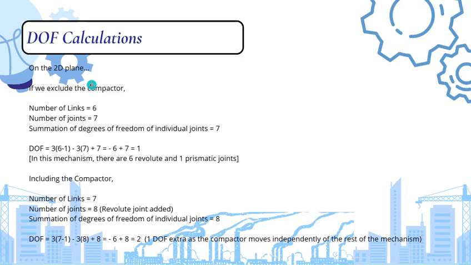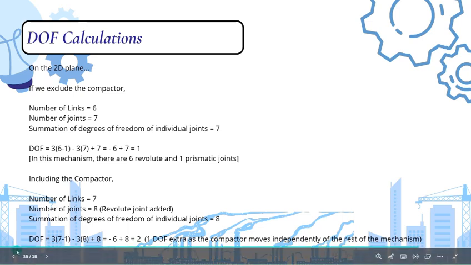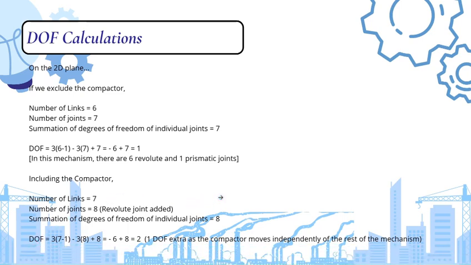First we exclude the compactor, then we calculate that the number of links are 6, the number of joints are 7. Then doing the calculation, we obtain the degree of freedom value to be 1. In this mechanism, there are 6 revolute and 1 prismatic joint. Including the compactor, the number of links are 7, the number of joints are 8. Summation of degree of freedom of individual joints is equal to 8. Then we obtain the degree of freedom to be 2. 1 degree of freedom extra as the compactor moves independently of the rest of the mechanism.